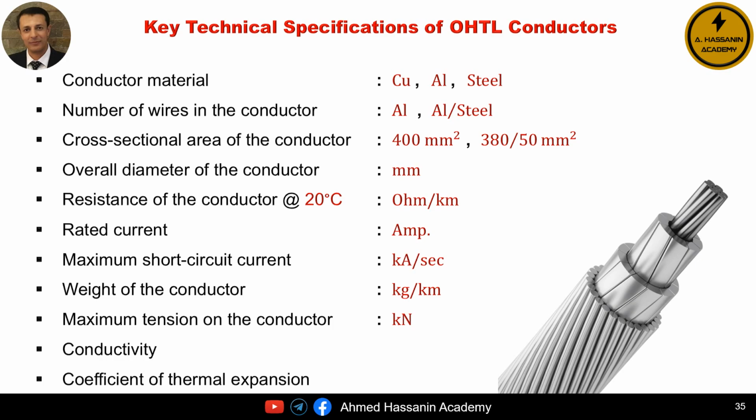We also look at the rated current, which is given in amperes. Then comes the maximum short circuit current, written as SC and measured in kiloamperes per second. We also record the conductor weight, measured in kilograms per kilometer. Next, we consider the maximum tension on the conductor, measured in kilonewtons.